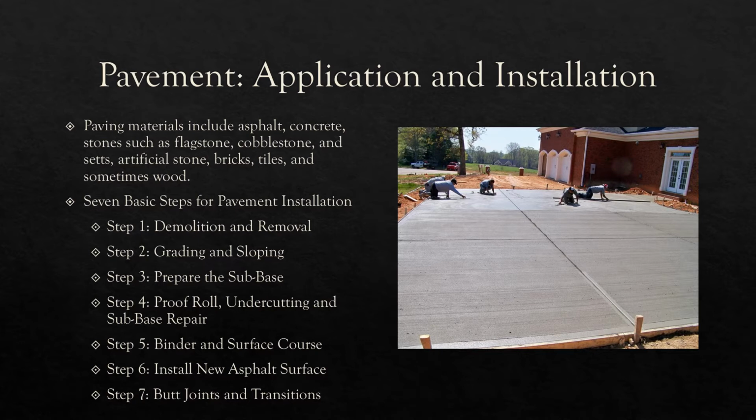Step 5, binder and surface course. The binder layer is a large aggregate mixed with oil, making it very strong and durable. Step 6, install new asphalt surface. This combination of materials creates jet black asphalt that, when installed appropriately, provides a smooth ride and shiny, attractive finished surface. Step 7, butt joints and transitions.